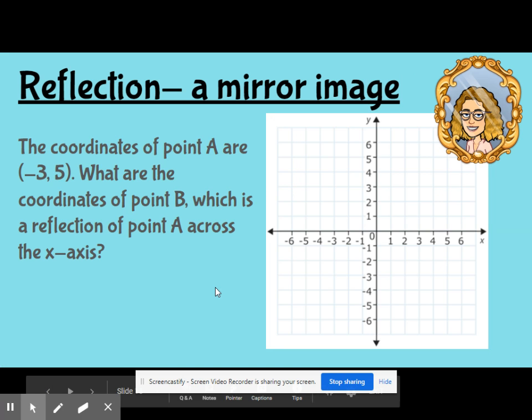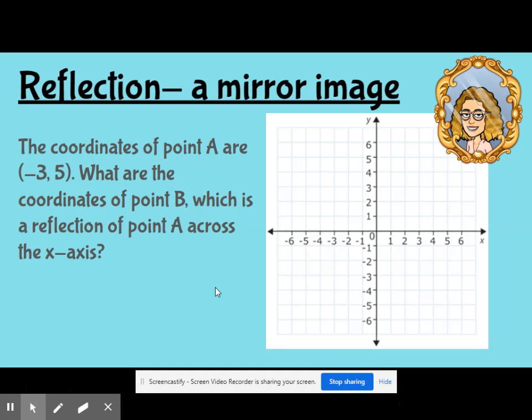All right, so the other thing that we have to talk about today is a reflection. And when you think about a reflection, it's like a mirror image, or if you fold a paper, they match up exactly. So it tells me the coordinates of point A are negative 3, 5. So let's find that. Negative 3, 5. This is A.